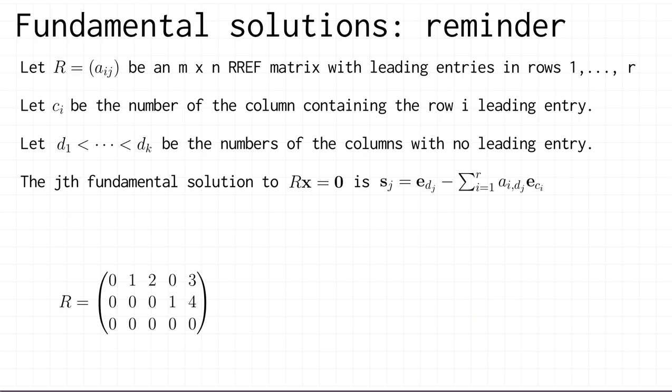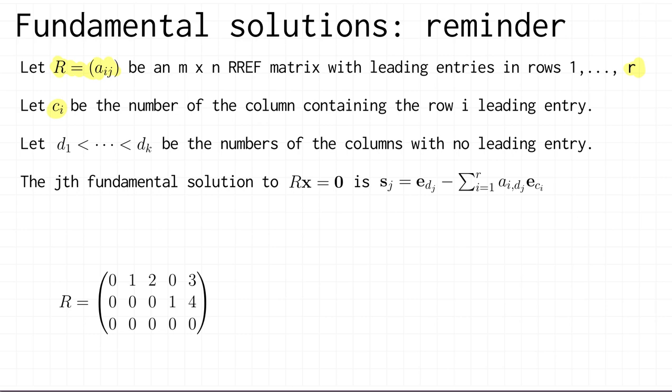Let's now recap what these fundamental solutions to a row-reduced echelon form system of linear equations look like. So we'll take a row-reduced echelon form matrix R, and we'll let the ij entry of R be A subscript ij, and we'll let this be m by n, and suppose that it has leading entries in rows 1, 2, 3 up to r. What we then did when we defined our fundamental solutions was to say that each of these columns either has a leading entry or doesn't have a leading entry. So we'll let the ci's be the numbers of the columns which have leading entries.